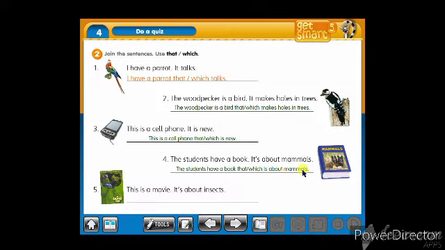If you think this is going too fast, you can always press pause and then work on your own speed. Sorry. This is a movie about insects. A movie that or which is about insects. Okay? We're not getting lost, are we?